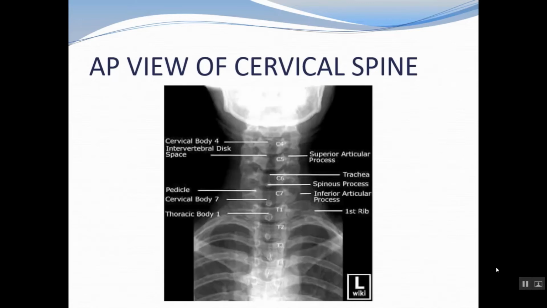AP view of the cervical spine here. This is C4, and this is 5, 6, 7, and this is dorsal one where you can see the ribs. This is the spinous process, superior articular process, inferior articular process. Here you see the pedicle, and this is the intervertebral disc.